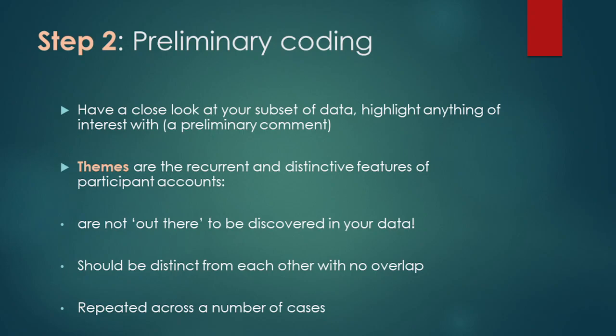In step 2, then, you should start to do preliminary coding. This involves going through the data more closely and highlighting anything that you see is of interest to you with a short explanatory commentary. Preliminary comments are then used to define potential themes.